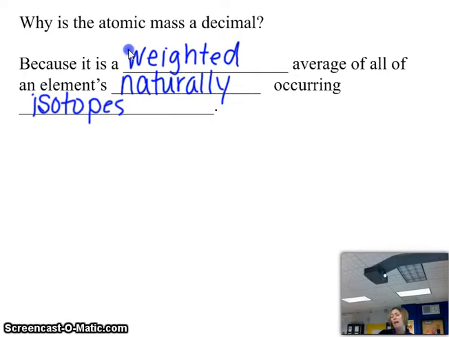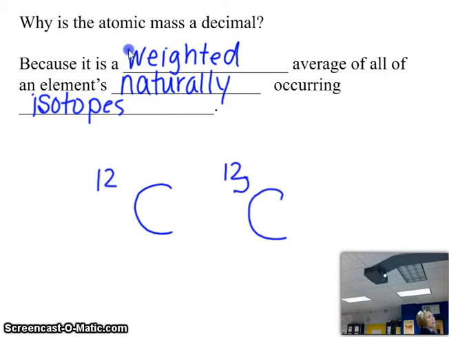Well, we can make isotopes in a lab. So we're not talking about the isotopes that are man-made. We're only talking about the isotopes that we can sample and find in nature. So for example, if we examine the carbon that's found naturally, there are 3 different isotopes of carbon. Carbon 12, carbon 13, and carbon 14.